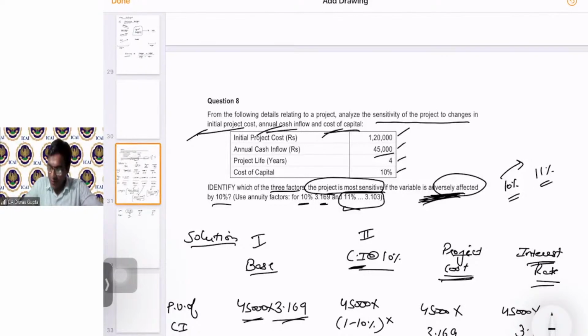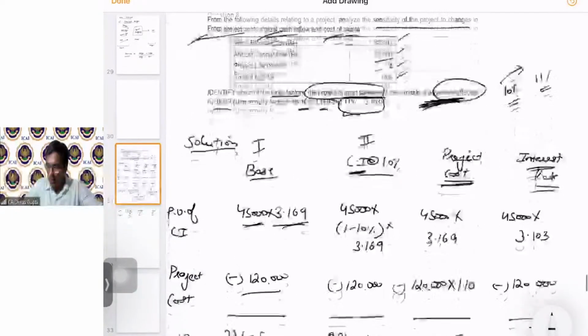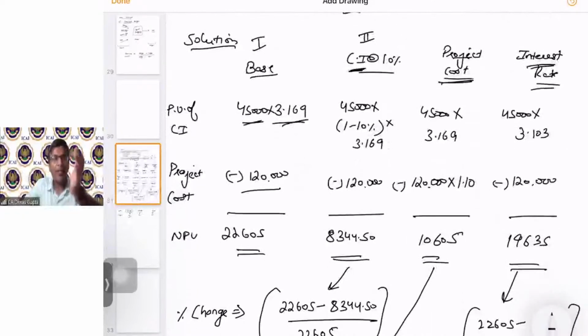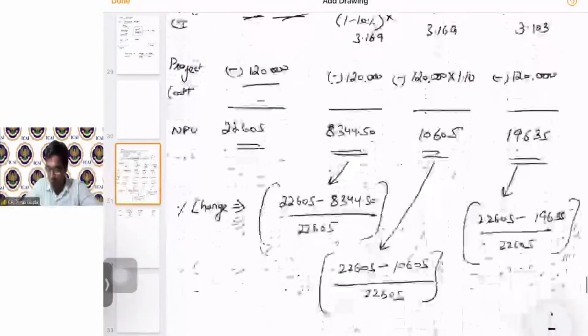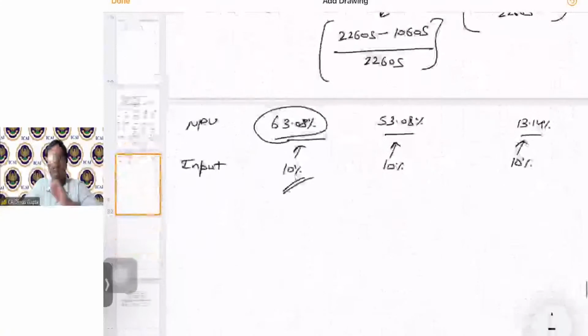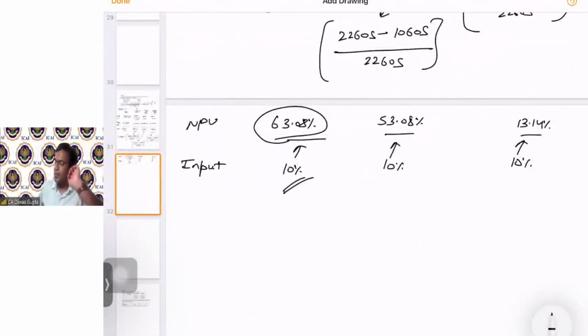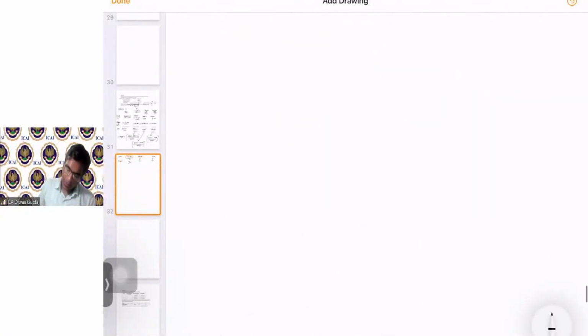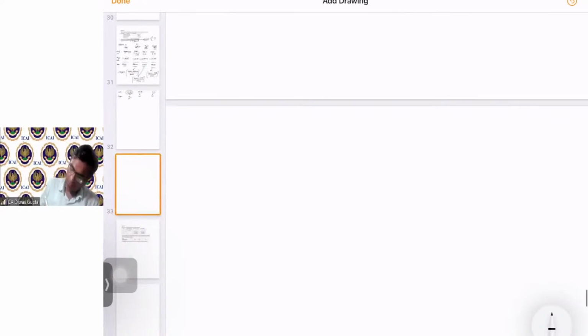Bhumika, that's why we have assumed one change in a factor at a time and tried to arrive at the NPV change, and hence what is the sensitivity. Okay. Then let's come to the last topic.